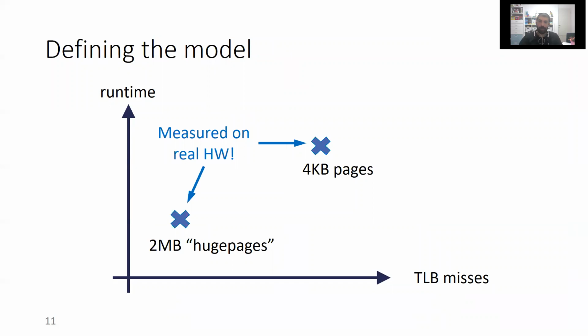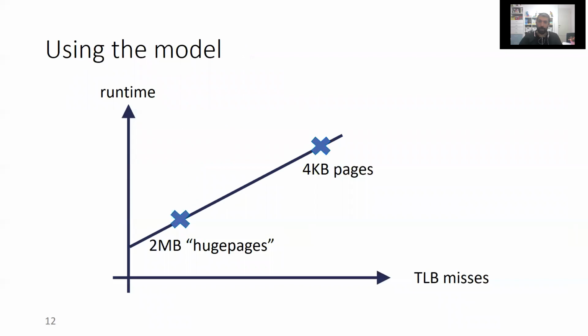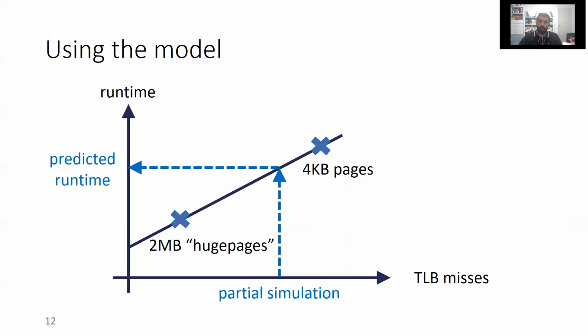Doing this is relatively straightforward if we have 2 points on the linear curve. And the previous studies obtained these points by simply measuring them on a real processor with either regular 4K pages or 2 mega huge pages. The model is defined as the linear curve that passes through the two experimental measurements. To get the predicted runtime of the newly proposed hardware, all one has to do is plug in the simulated number of TLB misses into the model.